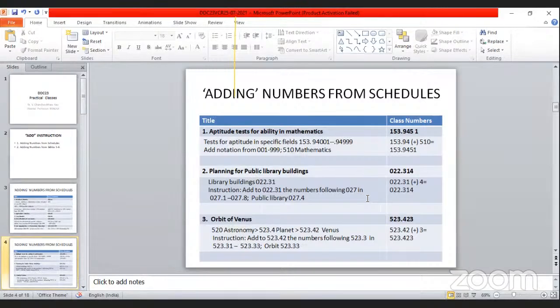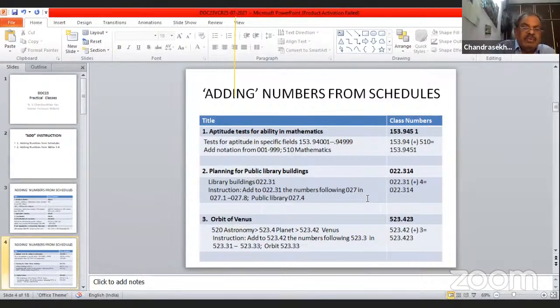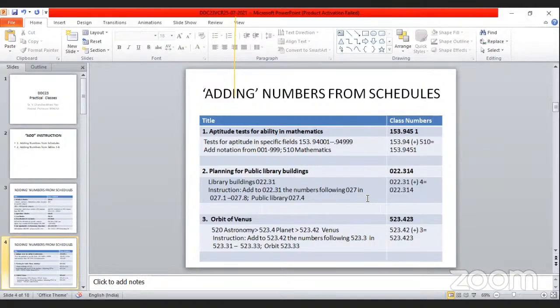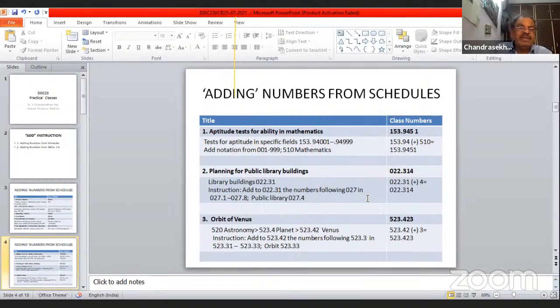523.33 is the orbit number. So here, what do we have to omit? We have to omit 523.3. What is left? Only 3 is left. We should add only 3. Do you understand what an orbit is?